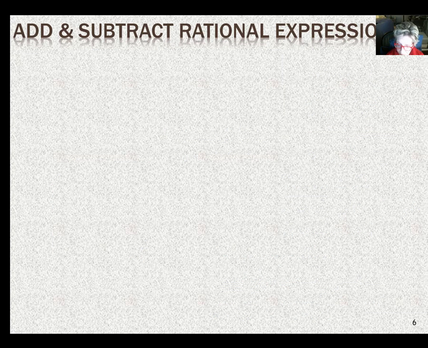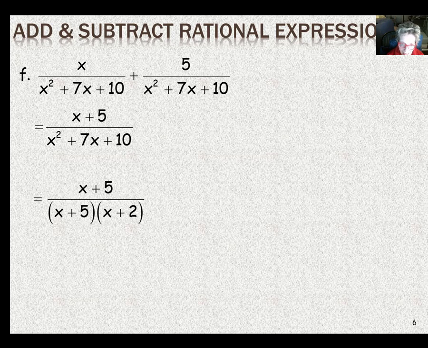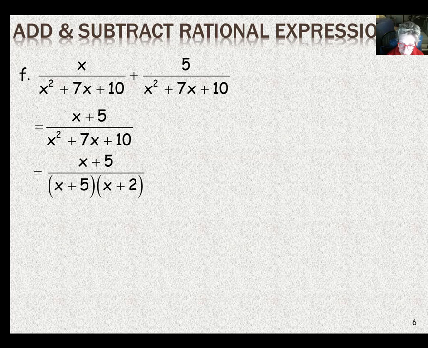Next, we're going to add and subtract rational expressions. Remember, when you were doing fractions, if the denominator was the same, all you needed to do was add the numerators. So that's what we did. X plus 5 over x squared plus 7x plus 10. Now I'm going to factor the denominator to see if I can cancel anything. And my x plus 5's cancel. I'm left with 1 because when my x plus 5's canceled, that left me with a 1 in the numerator position. So my answer is 1 over x plus 2.